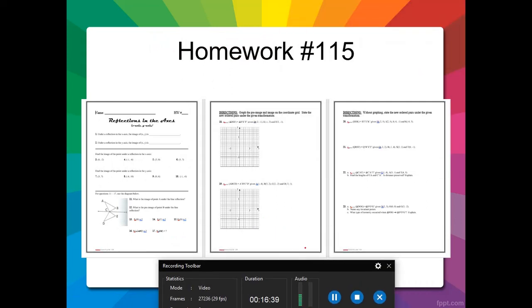This is homework number 115. You'll see it says reflections in the axes. There were 3 pages to this assignment. Make sure when you get to this 3rd page that you write the original ordered pairs and then do a complete mapping with the rule above. Same thing with the grids. Write down the original ordered pairs and then do the full mapping so that you get all of your credit.